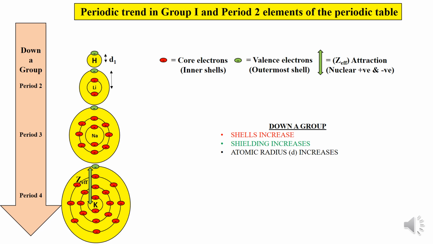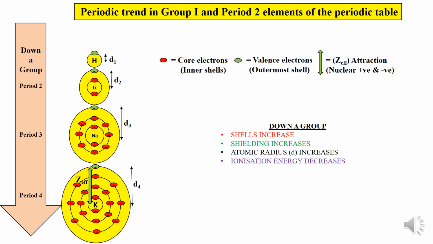And going down the group, atomic radius increases. Now atomic radius is the measure of size of an atom, specifically the distance from the nucleus to the outermost electron in neutral atom. So going down the group, atomic radius increases. And with increase in atomic radius, ionization energy decreases.